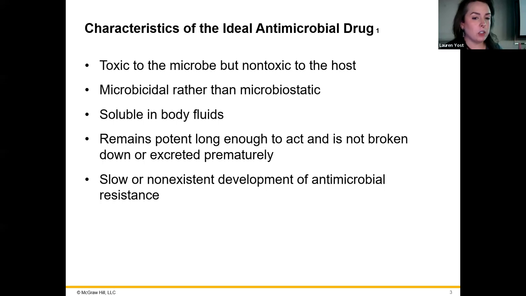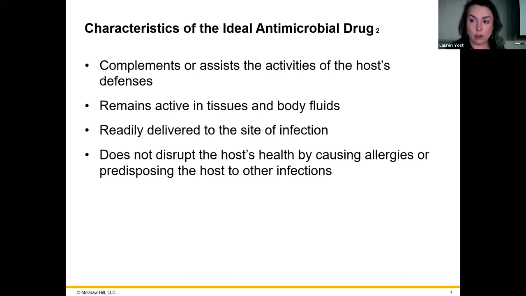We want slow or non-existent development of resistance. So here we're just saying we want the drug ideally to never have the microbe become resistant to it. Okay. All right.